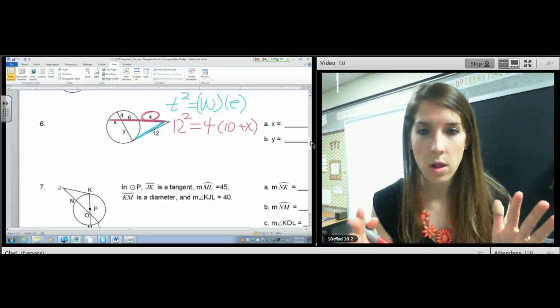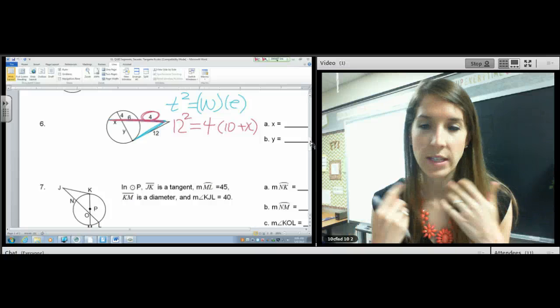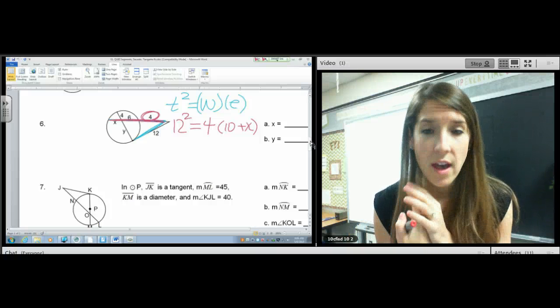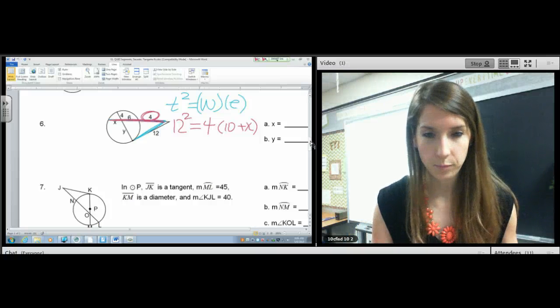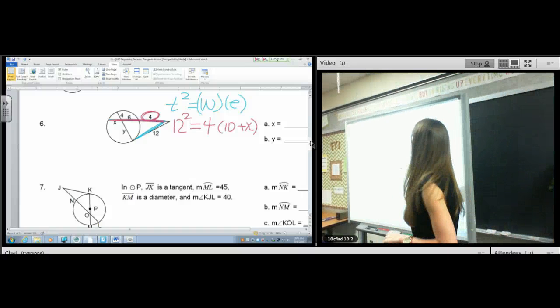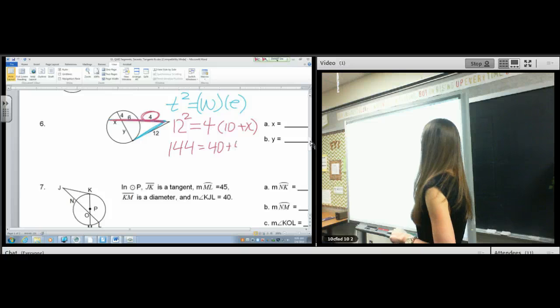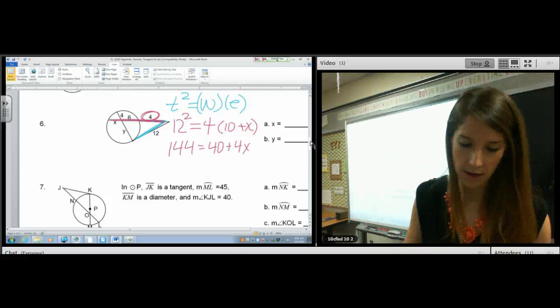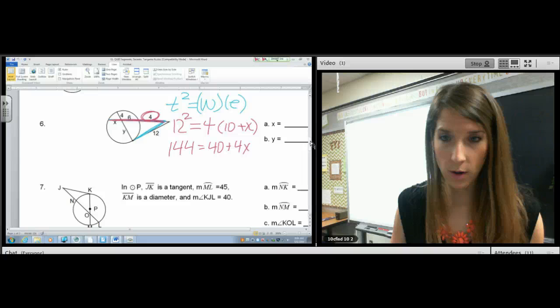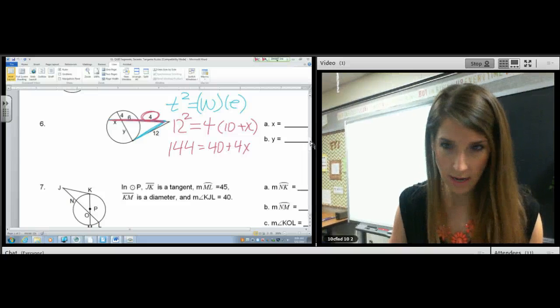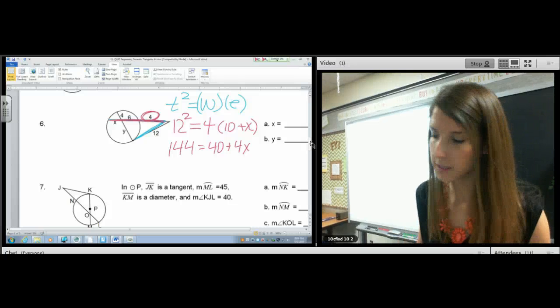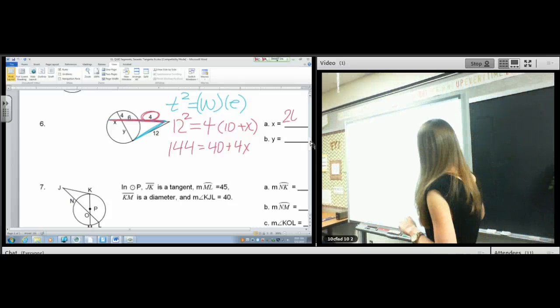The whole is x plus 6 plus 4. It's x plus 10. That's the whole. And then the external is 4. So 144 equals 40 plus 4x. Or you could have divided by 4. It doesn't matter. 144 minus 40 divided by 4. And you should get 26 for x.